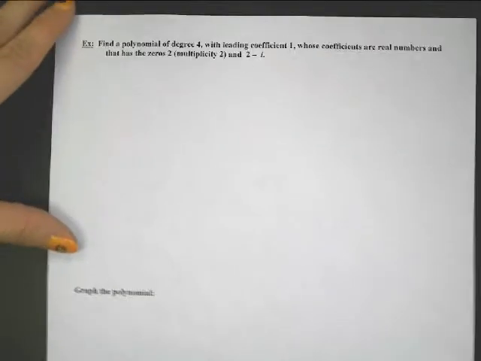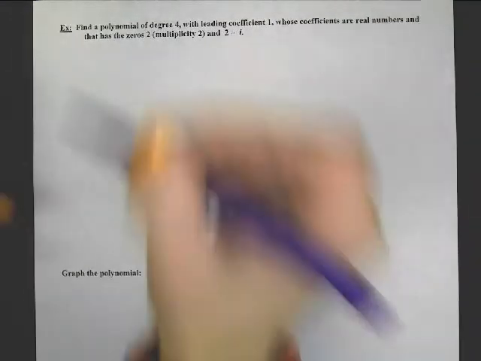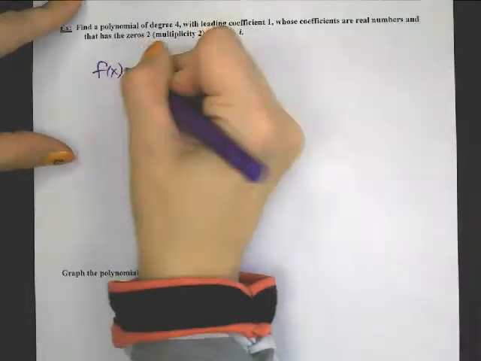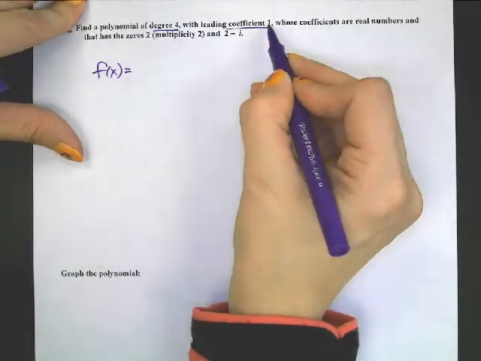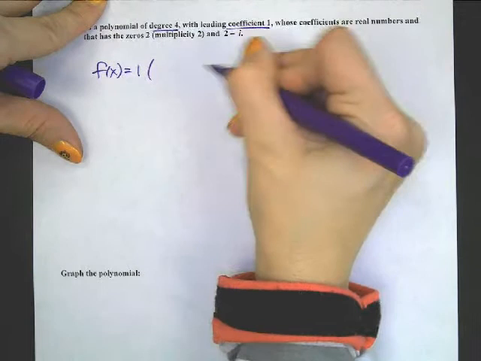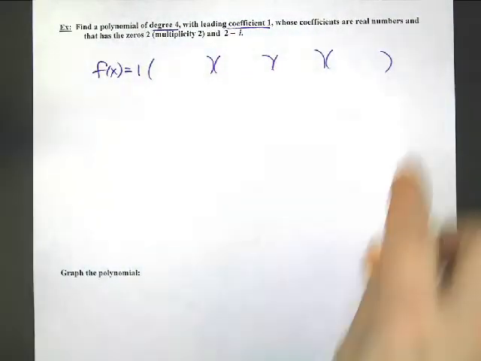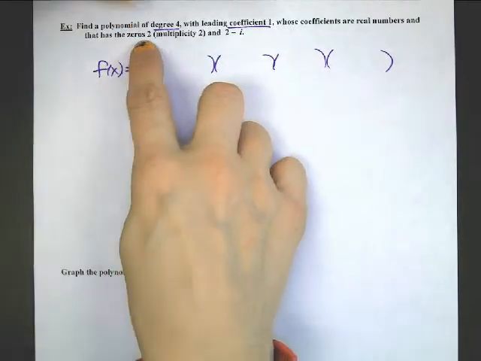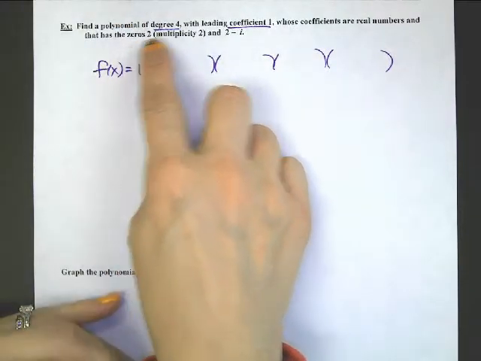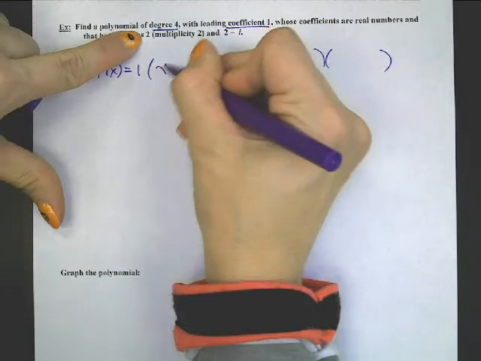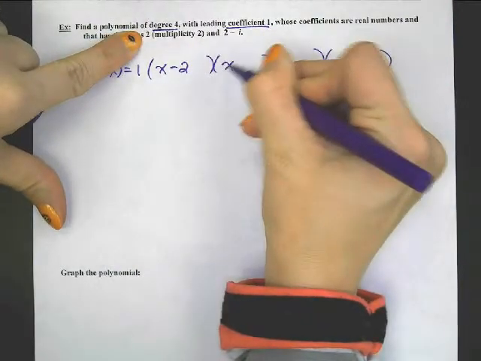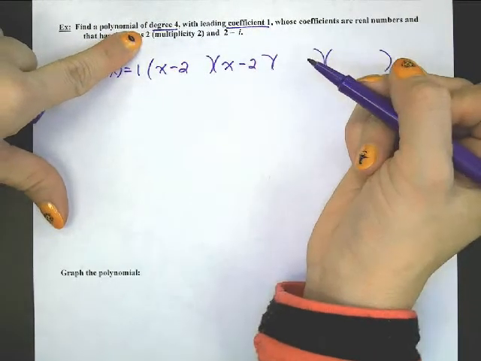One more, writing a polynomial. Okay, writing a polynomial. So don't forget to multiply things out. All right, here we go. The degree is 4 again. The leading coefficient is 1. Oh, that's nice. So I know I need 4 sets of parentheses. The zeros are 2 with multiplicity of 2. So that's going to be x minus 2 and another x minus 2.